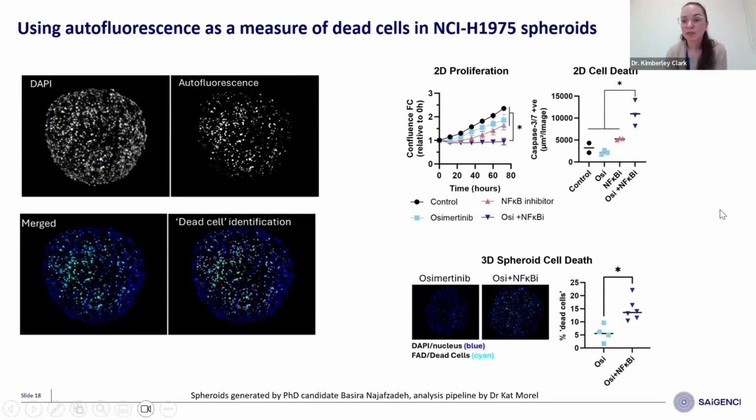We have confirmed this utilizing the caspase signaling and also other dyes such as Cytox that are more specific for cell death. But it's been a really nice workflow we've been able to use where we haven't, like I mentioned before, just thrown out this result. We've been able to pivot and find something a little bit unique.